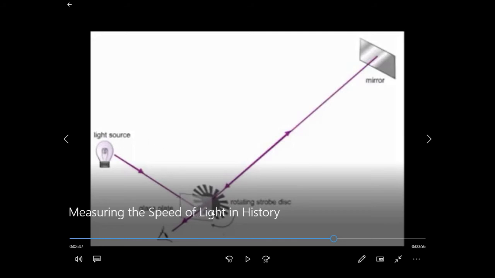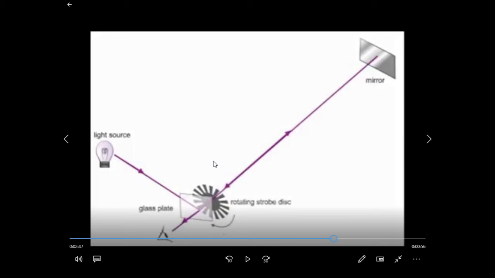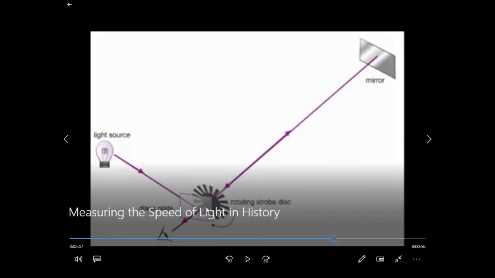So half the light will actually go through, half of it will bend, and it bent this way through the mirror. But you see how there's this rotating thing right here with teeth on it? Well, that means that half the time light gets through, the other half it doesn't. So it's almost like flicking the lights on, off, on, off, on, off. Can you imagine that? But it just depends on how fast you rotate this particular wheel.